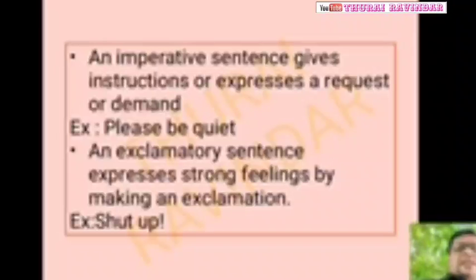An imperative sentence gives instructions or expresses a request or demand. Please be quiet. Go outside. Get up. An exclamatory sentence expresses strong feelings by making an exclamation. Shut up.